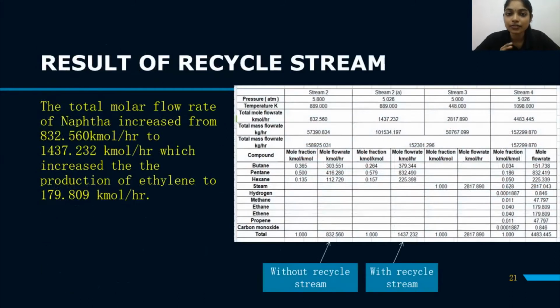So we can see the difference before and after the recycle is introduced into this plant, where stream 2 refers to the fresh feed, which is 832 kilomole per hour, and stream 2A refers to the flow rate of naphtha after recycling, which is 1432 kilomole per hour. Here we can see a huge difference, and we can increase the production of ethylene to 179 kilomole per hour.